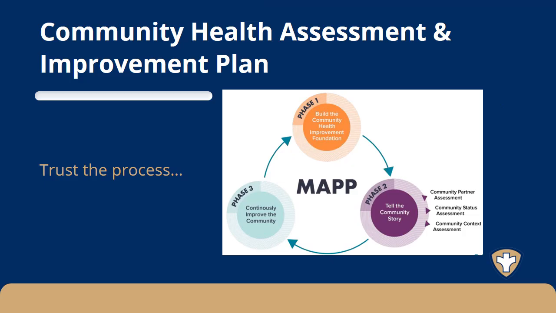So our Community Health Assessment and Community Health Improvement Plan. We just need to trust the process. For years, we have used what is called the MAP process. MAP stands for Mobilizing for Action through Planning and Partnerships.